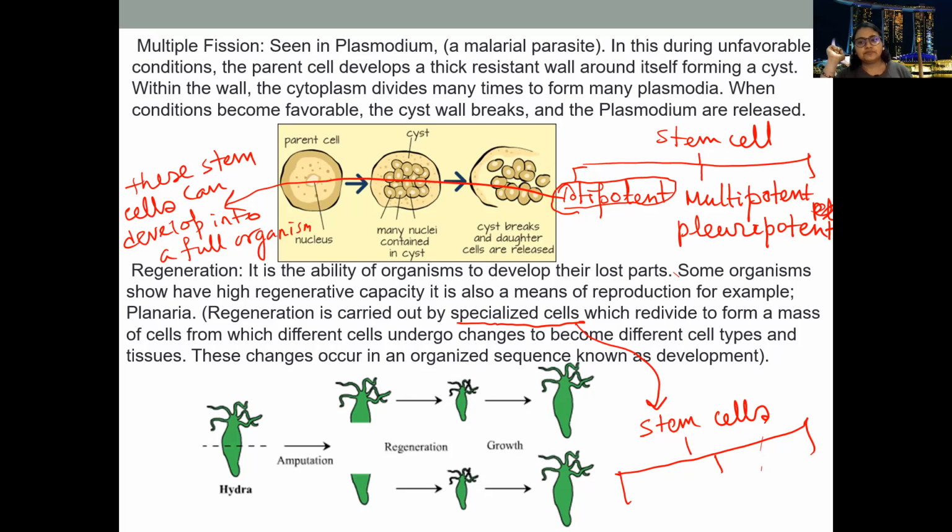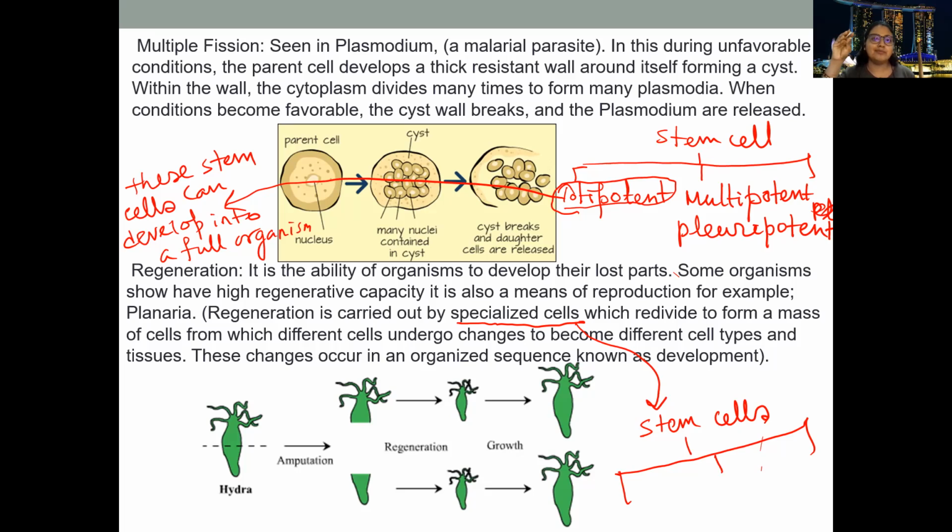Fine. Now come to the point, pluripotent stem cells. Pluripotent stem cells have the capability to regenerate a particular organ. Do you understand? To regenerate a particular organ. So what is the difference between pluripotent and multipotent?